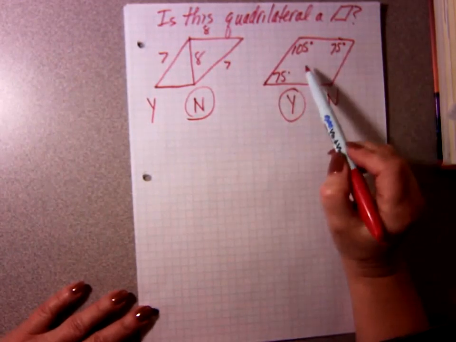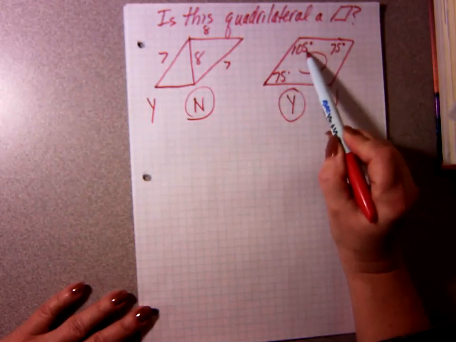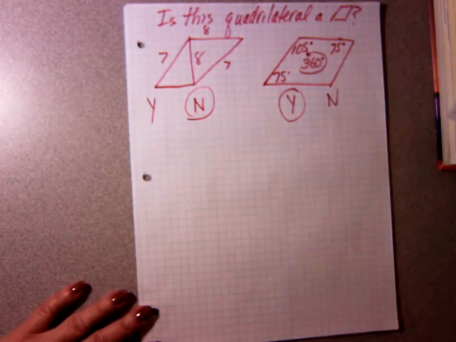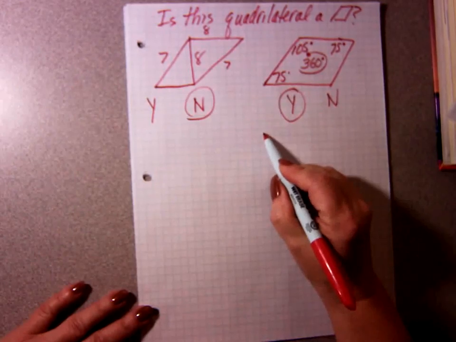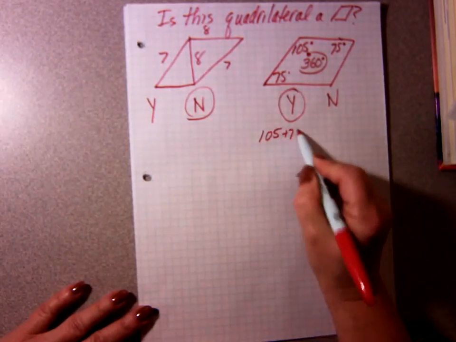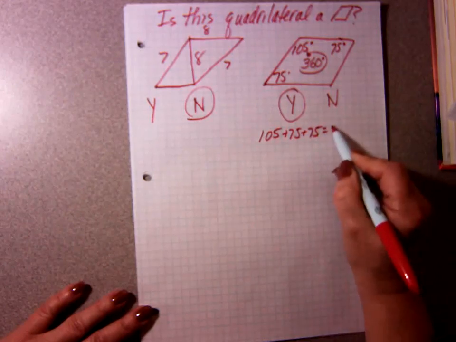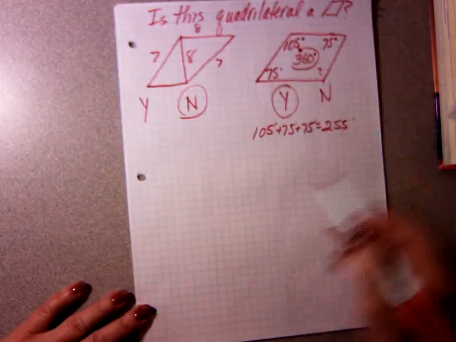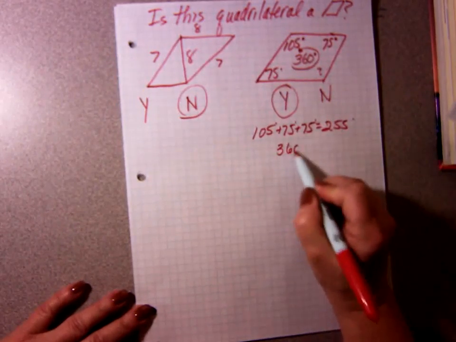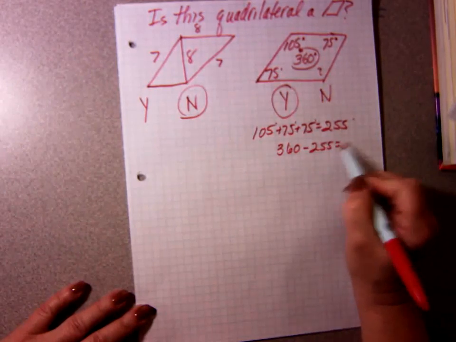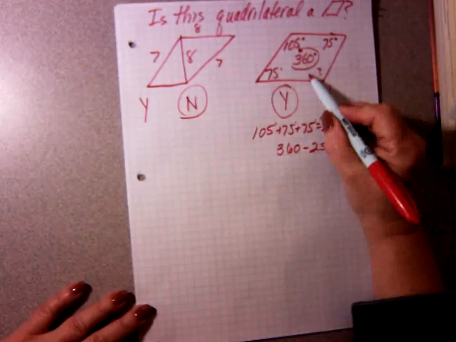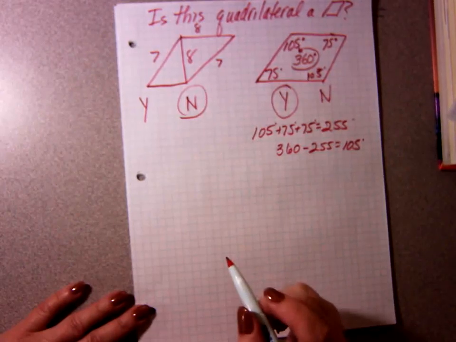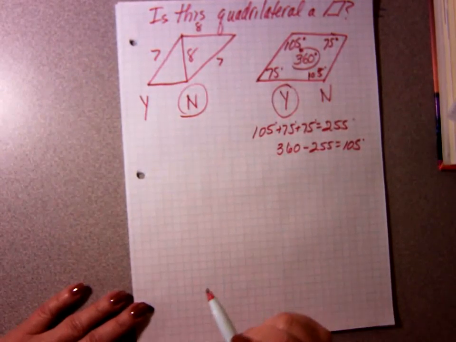Remembering that the sum of all of the interior angles of a quadrilateral is 360 degrees, I can use that information to find out what the last angle is. And the last angle is 105. It's the same as the angle opposite. So yes, there's enough information, and yes, it's a parallelogram.